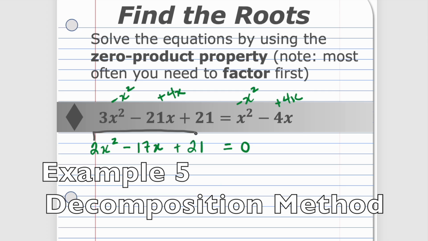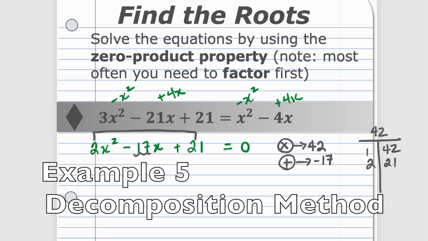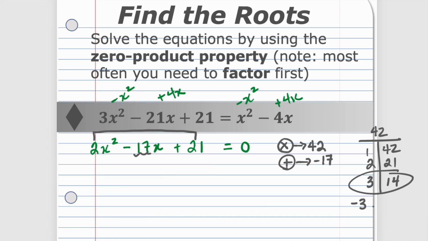2 times 21 is 42. We need to find two numbers that multiply to 42 and add up to negative 17, the coefficient of the middle term. We list all the factors of 42. 1 and 42, 2 and 21, 3 and 14. We can stop there, 3 and 14. If we have a negative 3 and a negative 14, that'll work.